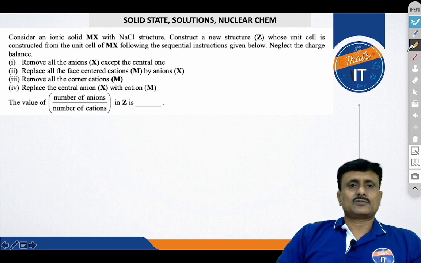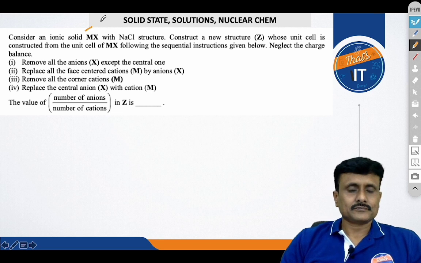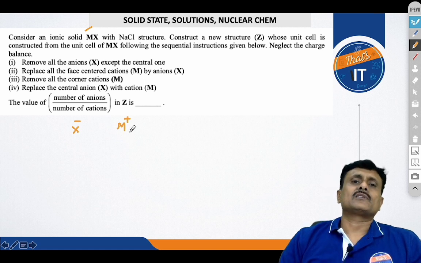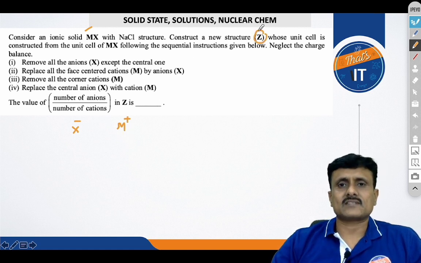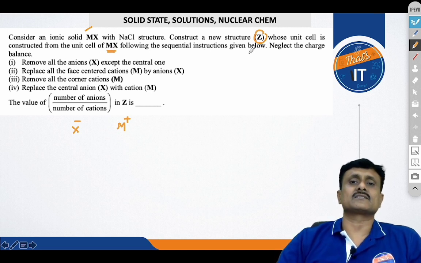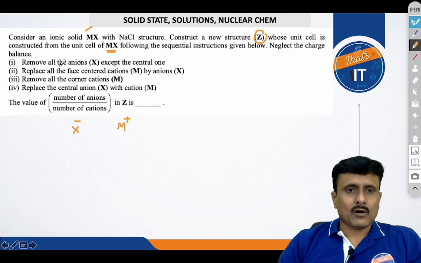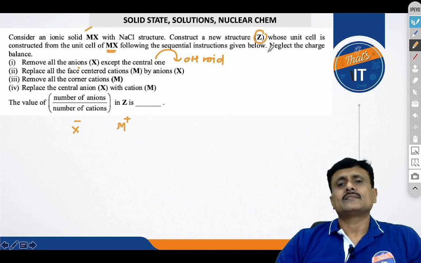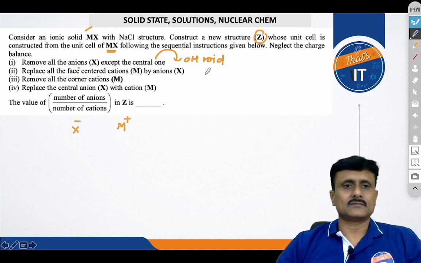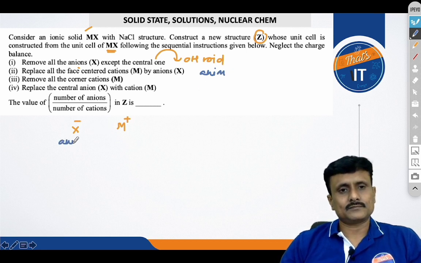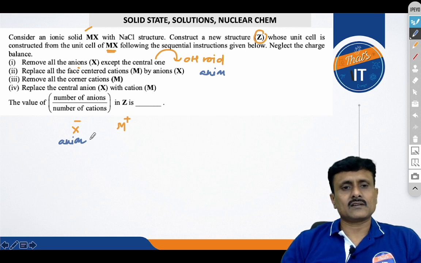You can see there is a solid MX, which has X minus ions as well as M plus ions. You have to construct a new crystalline structure Z whose unit cell is constructed from the unit cell of MX from the following sequential instructions given below. Remove all the anions X except the central one. The central one is actually the octahedral void. That clearly indicates that the anion, X minus, is present in the octahedral void.